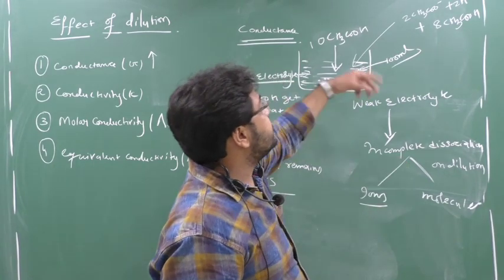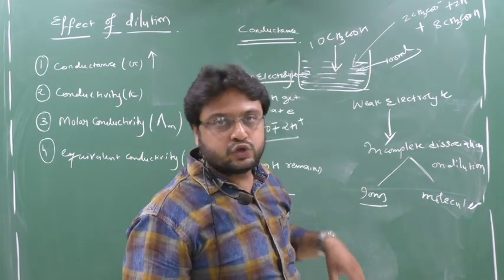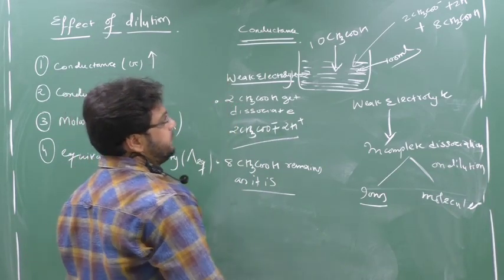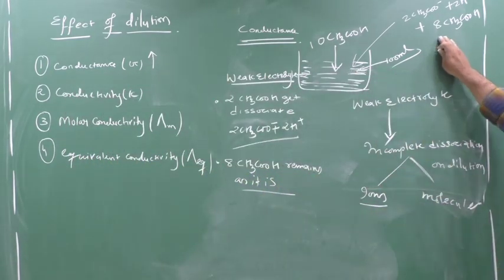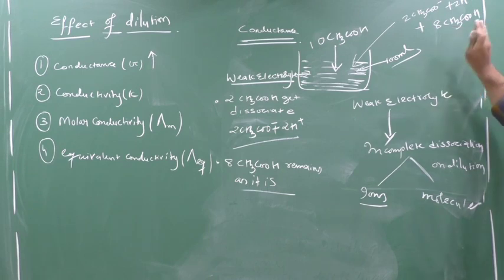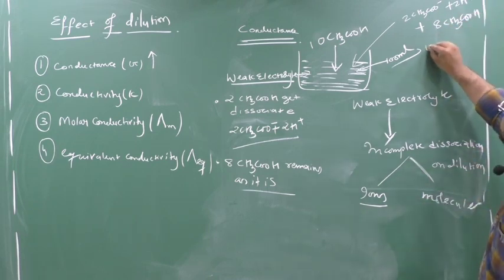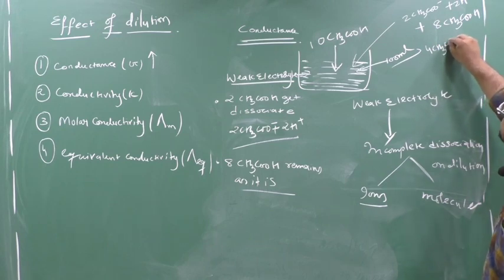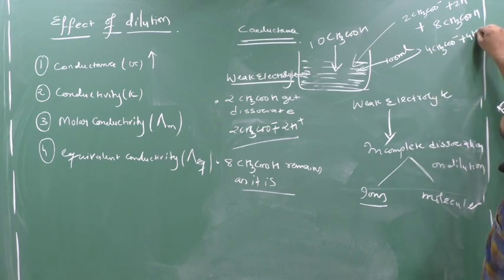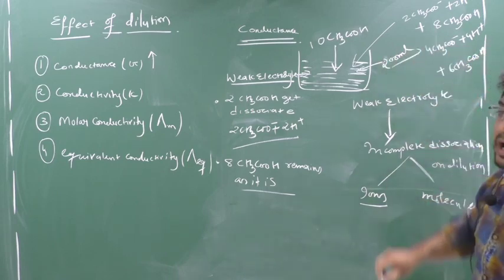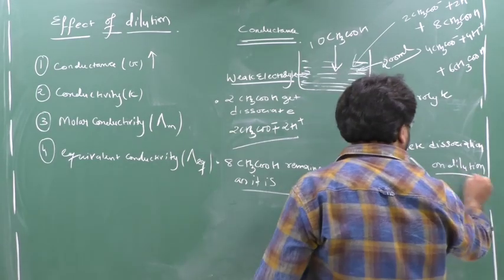Now suppose instead of 100 ml, I am doing the dilution. So when I do the dilution, say I am taking 200 ml. What happens? Again, out of these 8 CH3COOH, 2 more get dissociated. So when 2 more dissociate, here I will get 4 CH3COO minus plus 4 H plus, and I will get 6 CH3COOH at 200 ml. So how much dilution do I do?